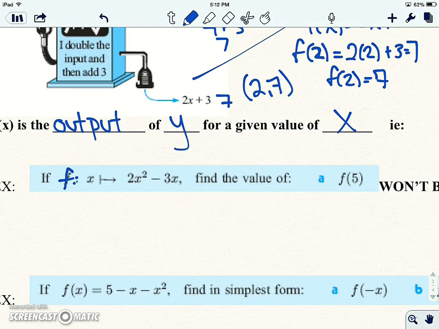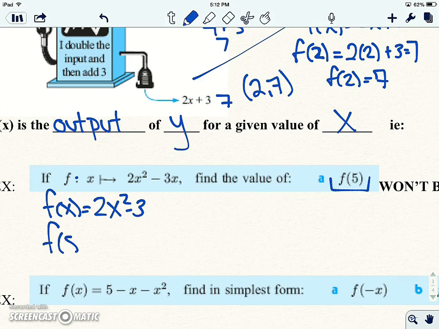There's one more funky notation, kind of like this: f such that x goes to this expression. It won't be used, but you might see it in your book, and it means the same thing. Here's our function f of x equals 2x squared minus 3x, and it says find the value of f of 5. So we're going to plug in a 5. 2 times 5 squared minus 3 times 5. There was an x here, and notice what I did is everywhere there was an x, I put parentheses and plugged in my 5, and that will equal 35.